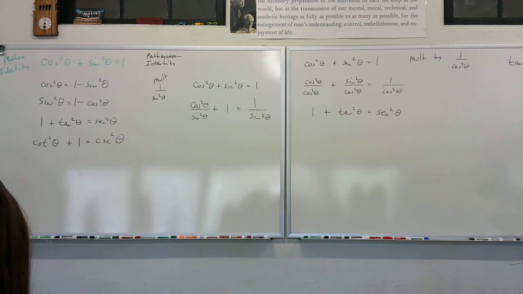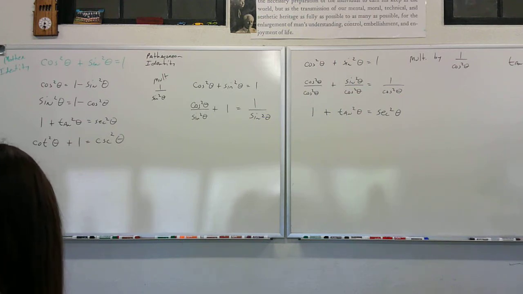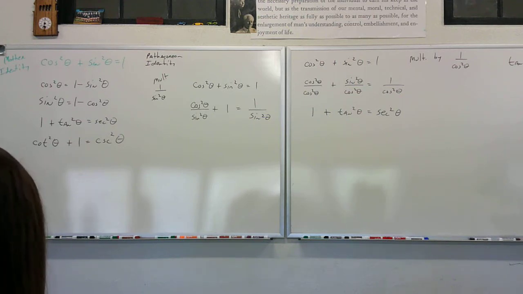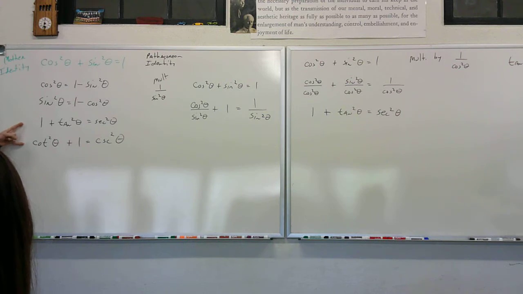So the first 4 rules really all come from cosine squared theta plus sine squared theta equals 1. That's what the first rules come from. All right? So, that's good news. So if you memorize the first one, you can come up with these 2 rules. And I'll be honest, folks, Mr. Evans is not good at memorizing the rules.